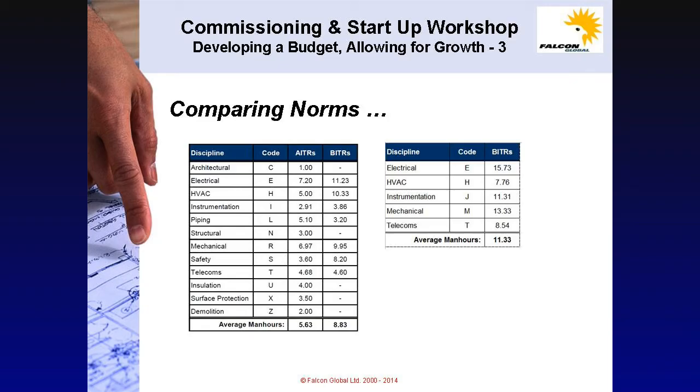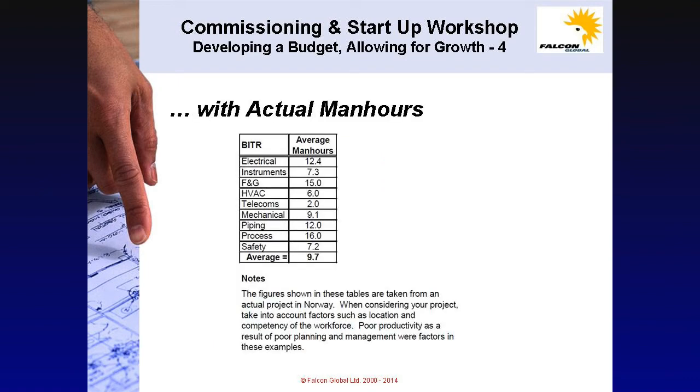Developing a budget allowing for growth, number 3. Comparing norms. Shown here on this slide are 2 tables of estimating norms from previous projects. These show the norms which would be applied to types of check sheets of various disciplines. And you can see that there are average man hours of around about 9 to 12 man hours per check sheet. Now compare this with the actual man hours from a previous project for check sheet billings of different disciplines.